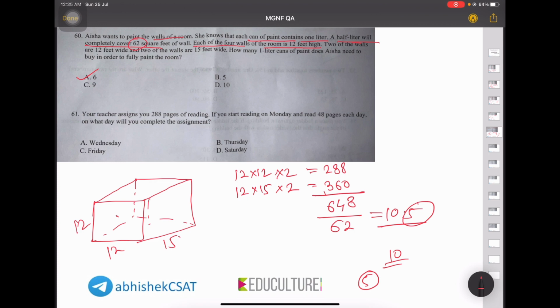Okay, got it? This 62 is just for half liter. In half liter, 62 square feet of wall is painted. So we required 10.5 half liter cans. That means 5 liters and something more we need. So 6 liters will be the answer.